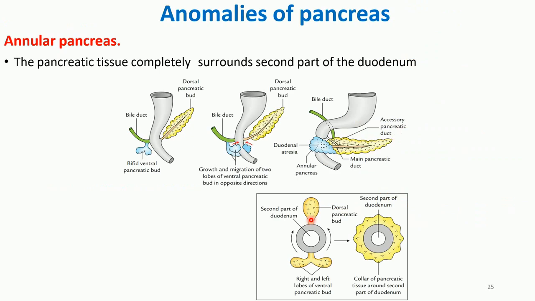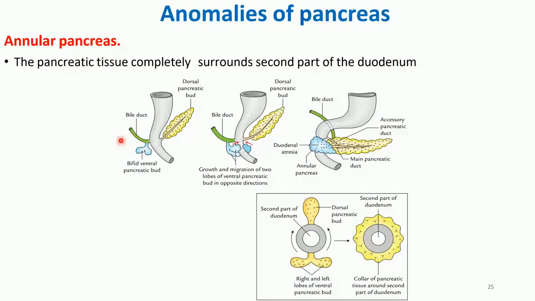There are a few anomalies of the pancreas that are clinically very important. The most clinically relevant anomaly is the annular pancreas. This is very, very important to know about because it leads to many complications. And we can see how it comes about in this image here.